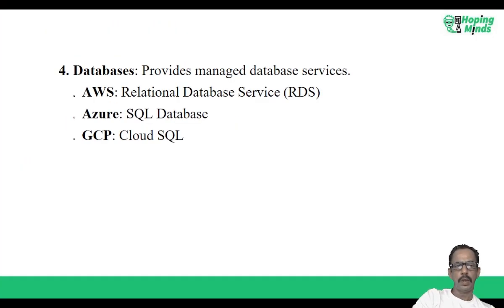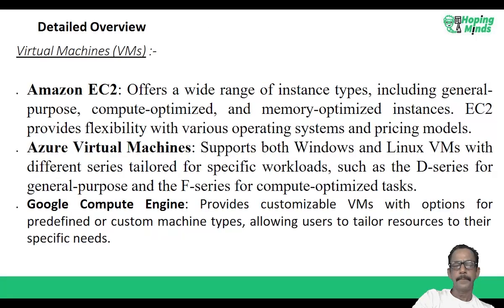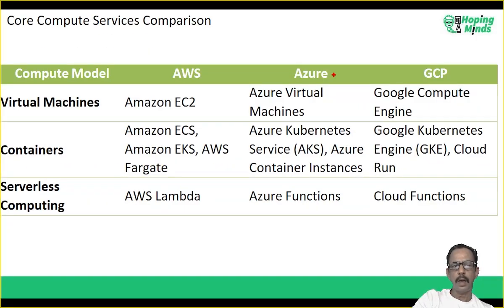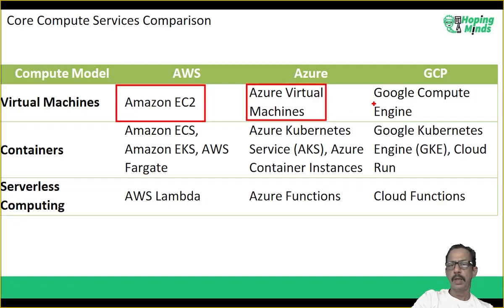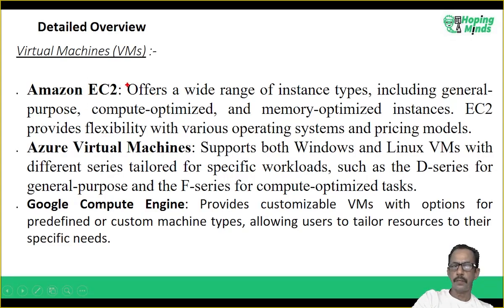In the case of compute, Amazon calls it EC2, in Azure it's the Virtual Machine, and in Google, it's the Google Compute Engine. In Amazon, EC2 is also called an instance.